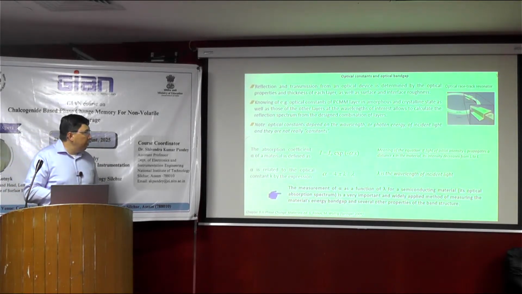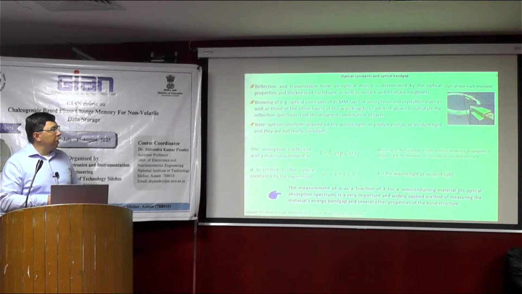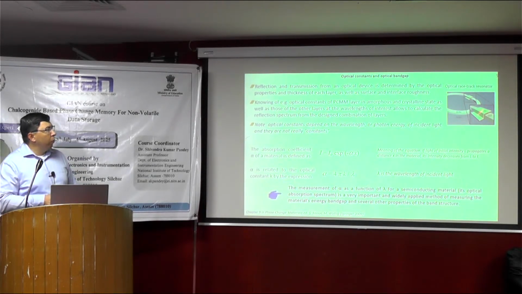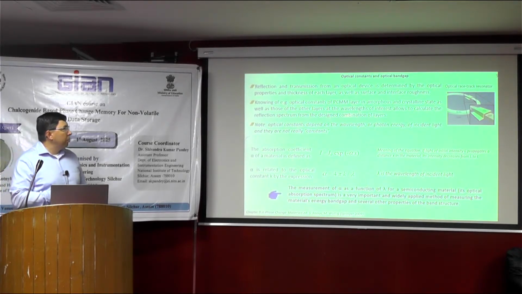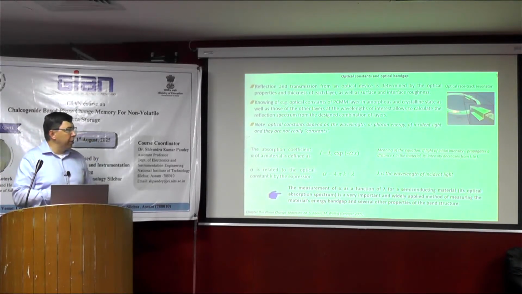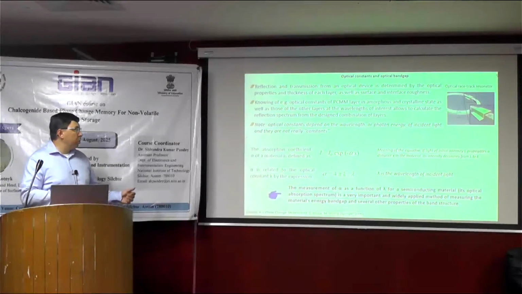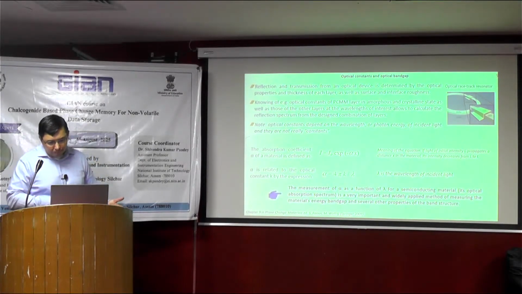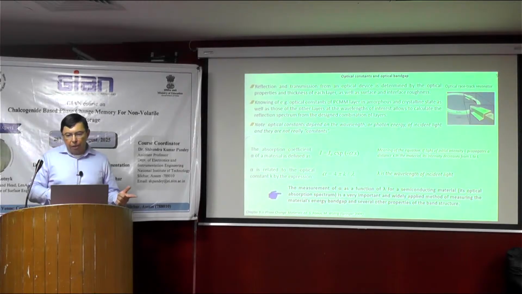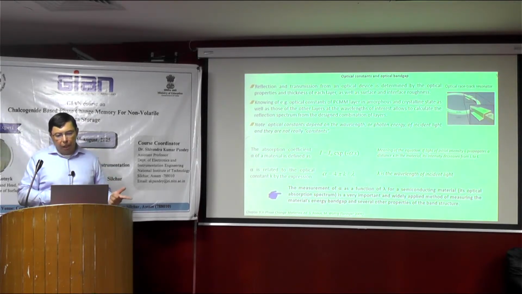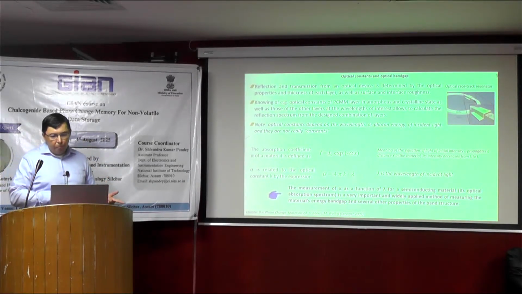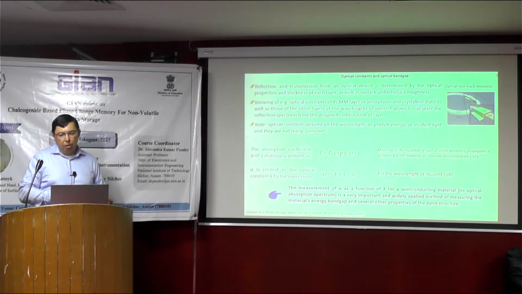So if you know these properties, we can calculate the reflection spectrum. For example, if you're interested in the reflection from this layer, we can calculate this, and then we can design the optical device which we need. So we need to know optical constants like N and K. This is N, the refractive index, and K, the extinction coefficient. And they both describe how the material interacts with light.